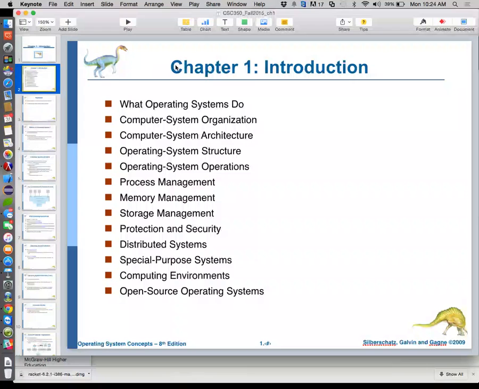All right, so here's what we're going to talk about today. I already mentioned some of this stuff. What do operating systems do? And we're going to talk about that almost immediately here. Computer system organization, architecture, structure, operations. We're going to spend a lot of our time this semester talking about process management and memory management. I view these as two very important cores.